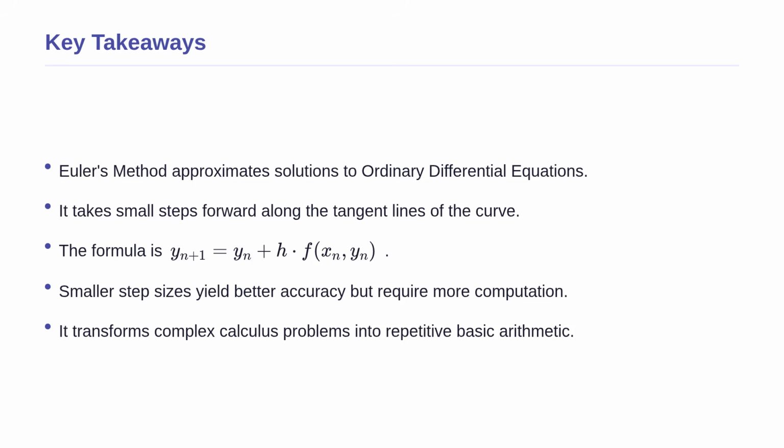Let us summarize what we have learned today. Euler's method is a powerful numerical tool for approximating the solutions to differential equations. It works by taking small, calculated steps forward along the tangent lines of a hidden curve. We saw that the accuracy of this method depends heavily on the step size. Smaller steps lead to much better approximations, though they require more computational work. Ultimately, this elegant method takes complex, unsolvable calculus problems and transforms them into a repetitive series of basic additions and multiplications. You now have the foundation to understand all numerical simulations.